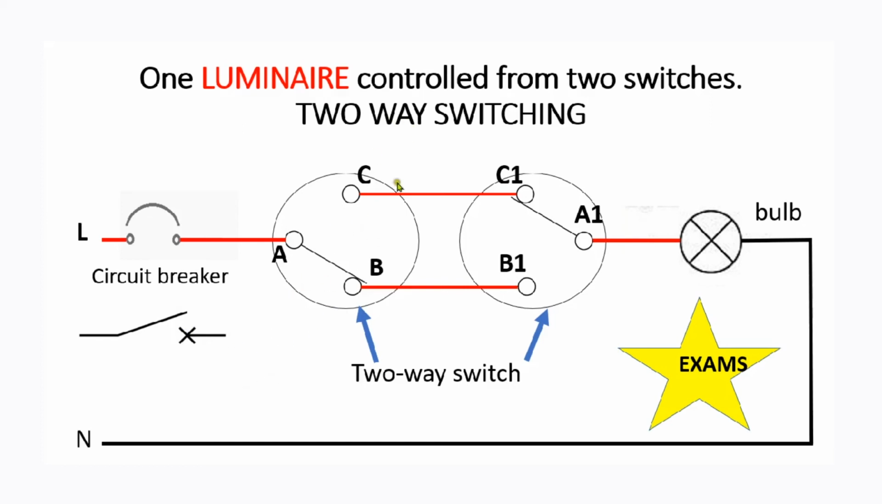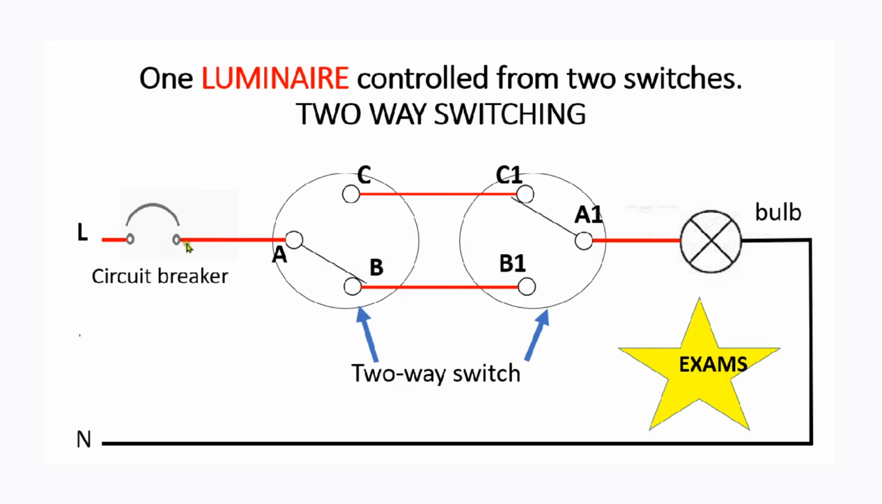So let's go back and see how this two-way switching works. Okay? You will notice that we have electricity that's traveling down this path, and as it travels down this path, it comes to terminal A. Now, terminal A, B, and C is in our first two-way switch. Terminal C1, B1, and A1 is in our second two-way switch. I've circled both the two-way switches so you can easily identify them.